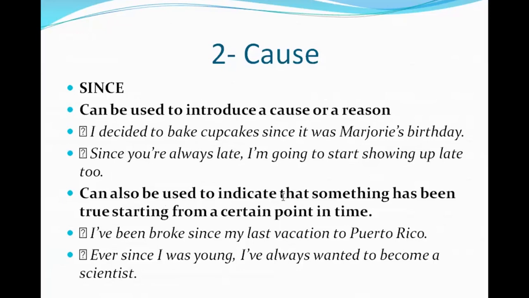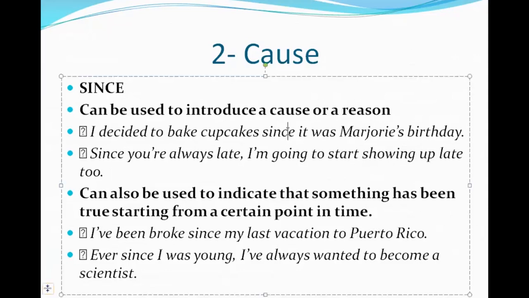It can also be used to indicate that something has been true starting from a certain point in time. I've been broke since my last vacation to Puerto Rico. So that's a different meaning here. Since here means because, but since here doesn't mean because. It means starting from this point in time. Ever since I was young, I have always wanted to become a scientist.